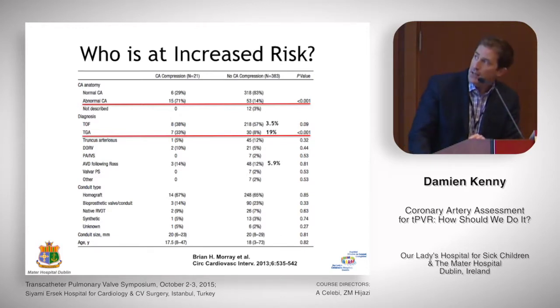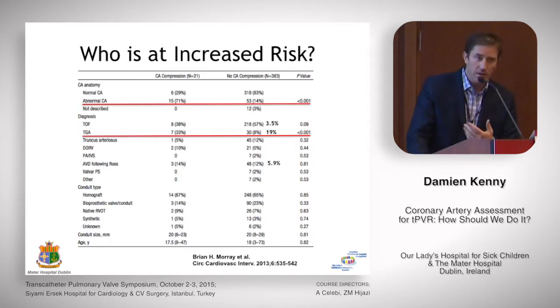And the other thing that's important from this graph to outline is that those with transposition of the great arteries, 33% had coronary artery compression in the setting of transposition of the great arteries. And obviously, with 404 patients and only 37 of them having transposition, it's a small overall proportion of the whole cohort, but it makes up 1/3 of those who actually have coronary artery compression.